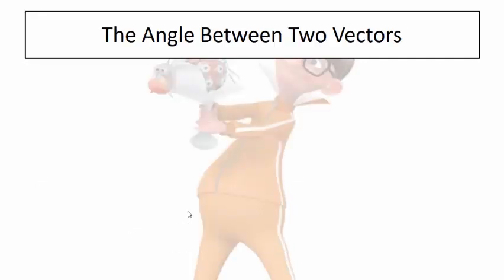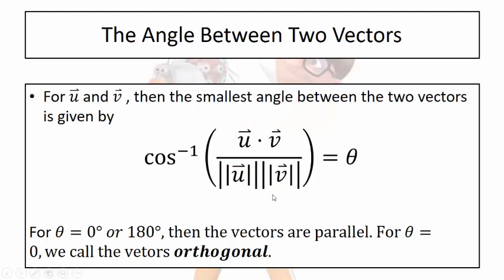The angle between two vectors, this is a formula that you would need to know. So for two vectors u and v, the smallest angle between the two vectors is given by arc cosine of the dot product divided by the product of the magnitudes. You'll notice that because arc cosine is defined on the interval from 0 to 180 degrees, if arc cosine of a value is equal to 0 degrees, then the vectors are going in the same direction, so they're parallel. If this were equal to 180 degrees, the vectors are going in opposite directions.